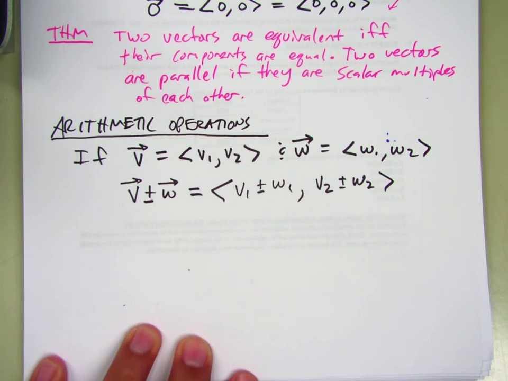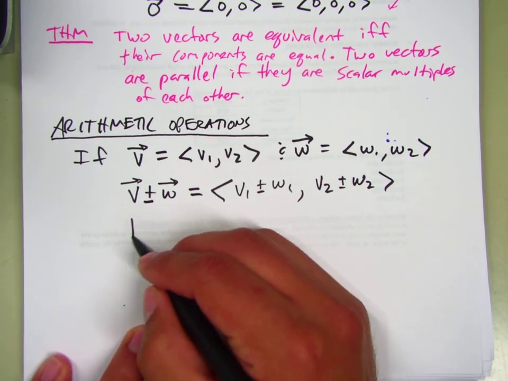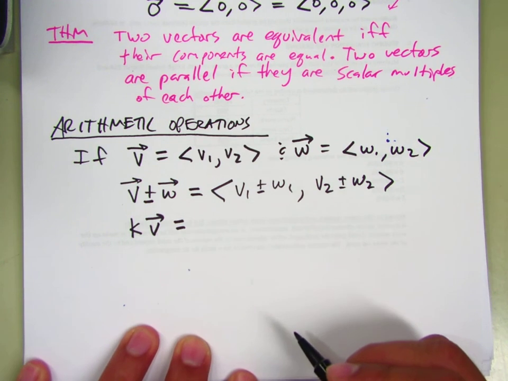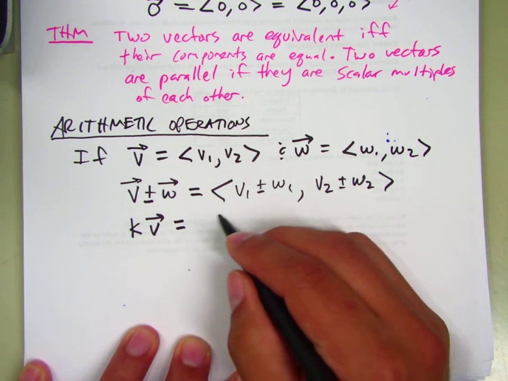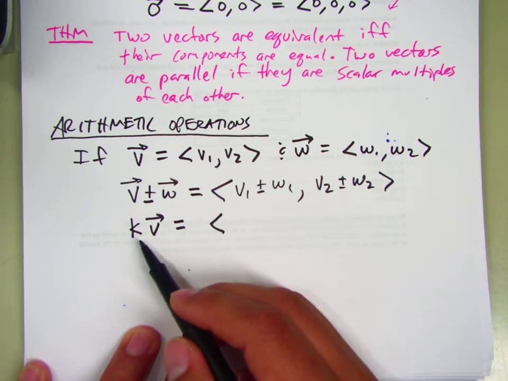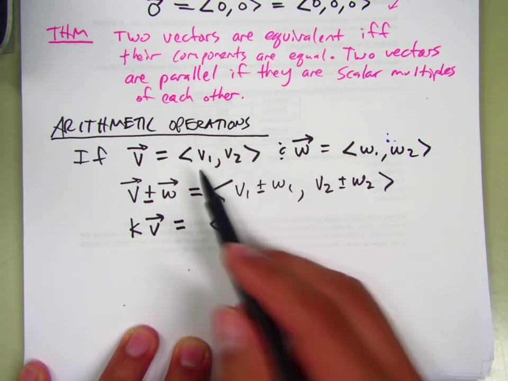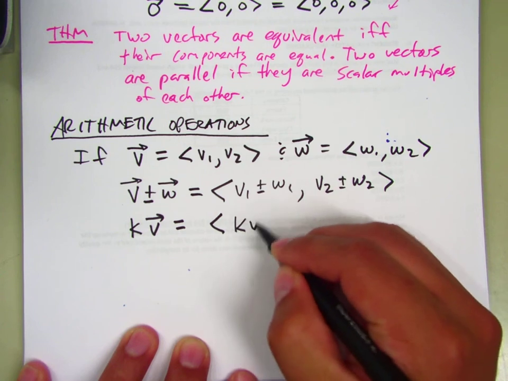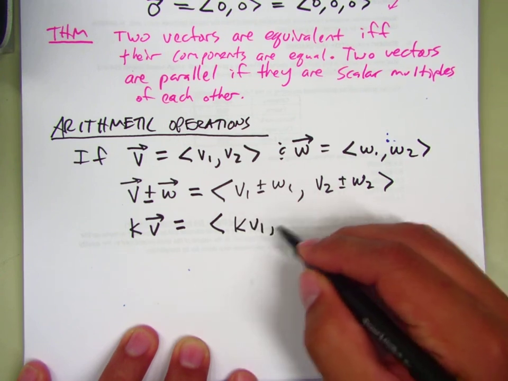If I have a scalar times a vector, we kind of hinted at this a little bit already. So if K is just a regular number, all that's going to do is double or triple or whatever it is the components. So this would now be K times V1, K times V2.